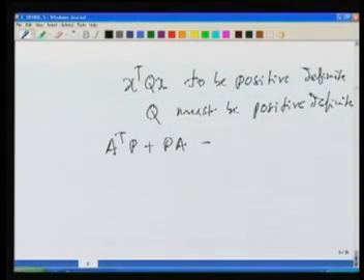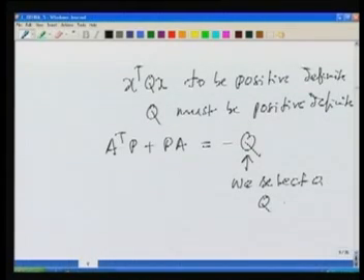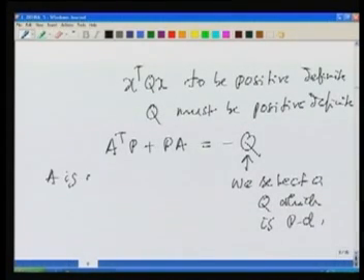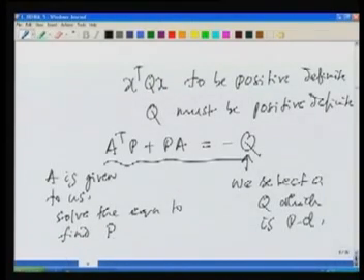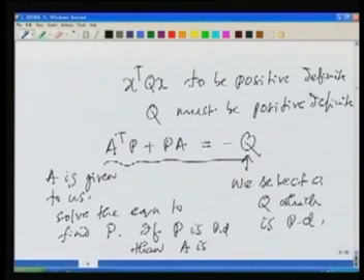So, we go by circularity. A transpose P plus P A is minus Q. So, we select a Q which is positive definite, then A is given to us. Now, we solve this equation with a specific positive definite Q to find P. If P is positive definite, then A is a stable matrix. That is, the linear system is stable.